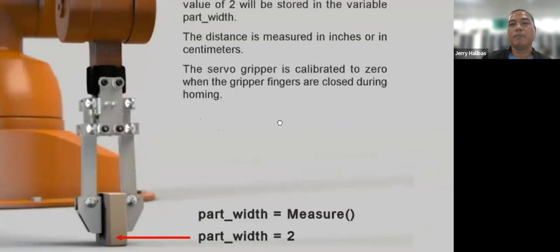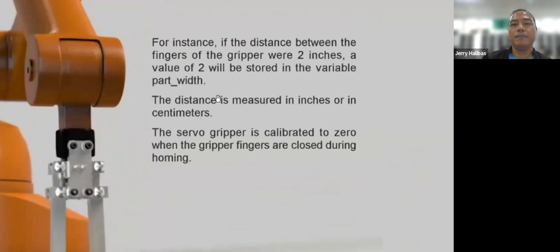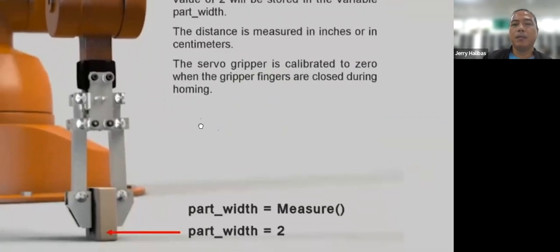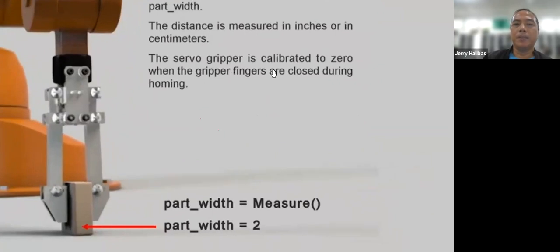If the distance between the fingers or the gripper were 2 inches, a value of 2 will be stored in the part width. The distance is measured either in inches or centimeters. But prior to that, the servo gripper is calibrated to 0 when the gripper fingers are closed during homing.